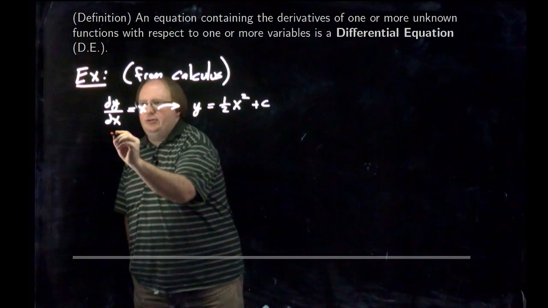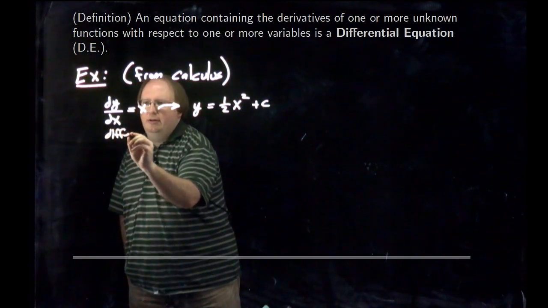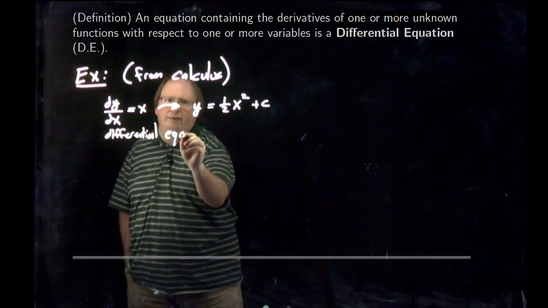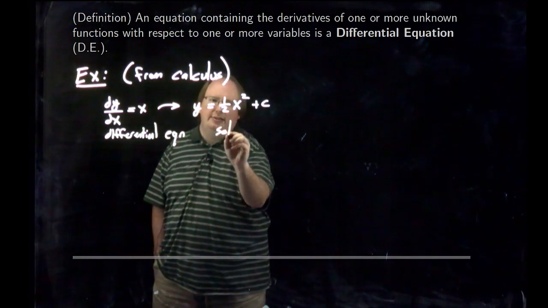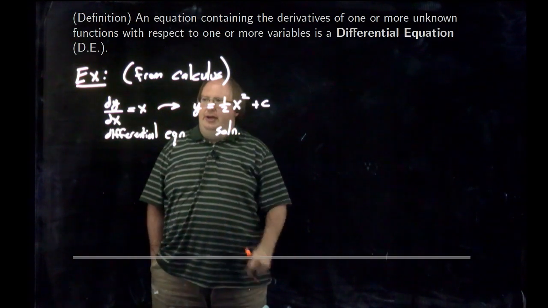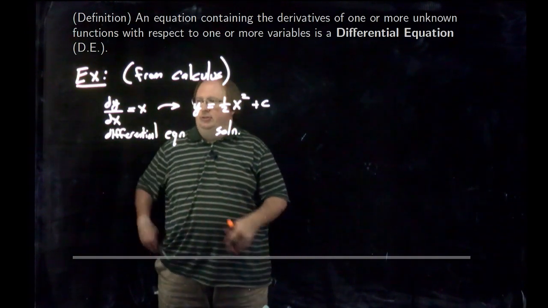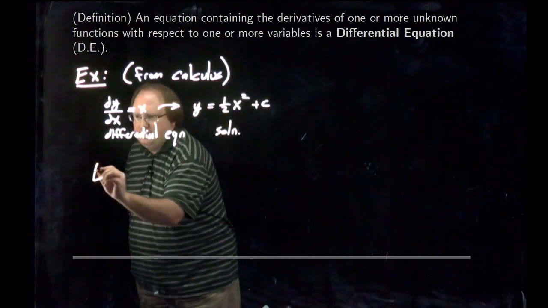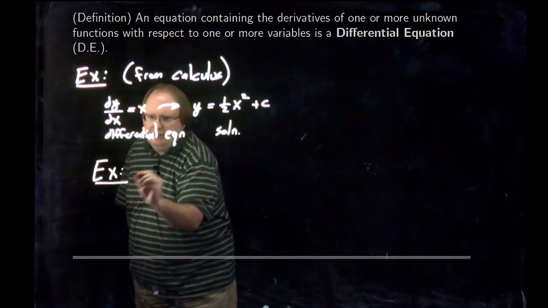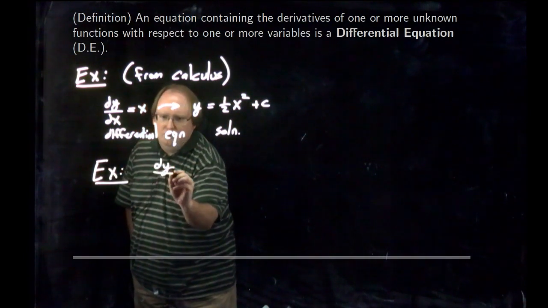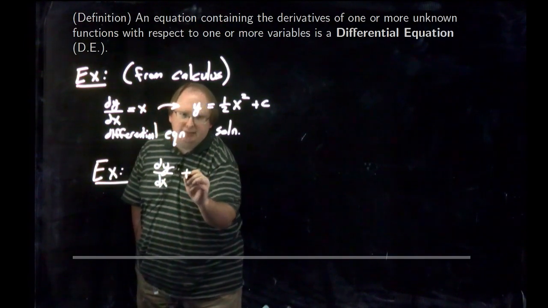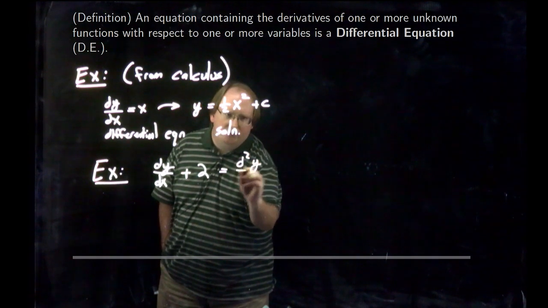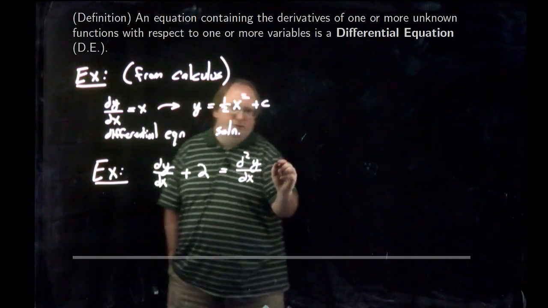So here we have a differential equation, and over here we have our solution. And basically in this class we're going to learn how to find more complex solutions to differential equations. Another example we can see is if we have something like the derivative of y with respect to x plus 2 is equal to the second derivative of y with respect to x. That's also a differential equation.